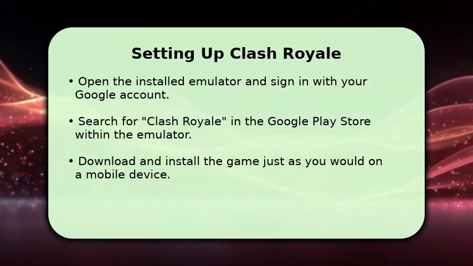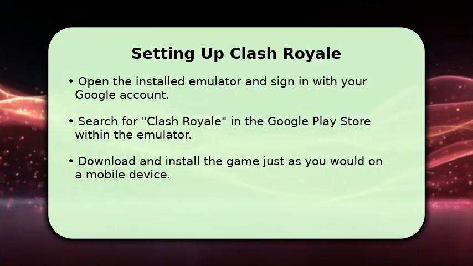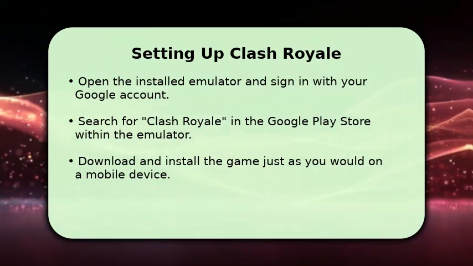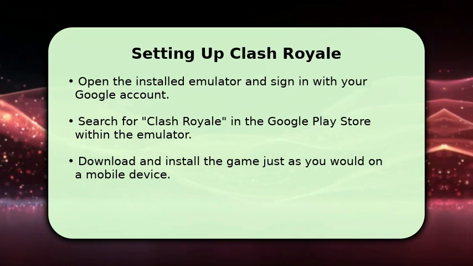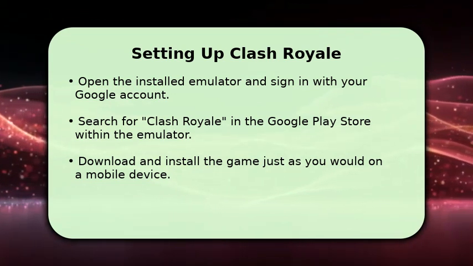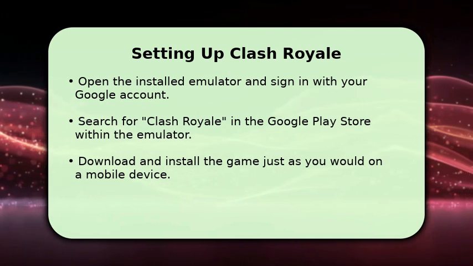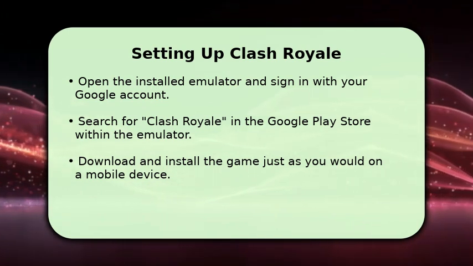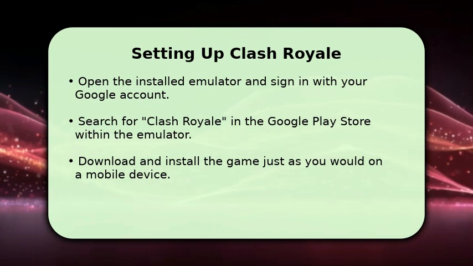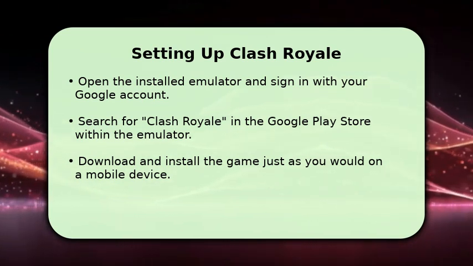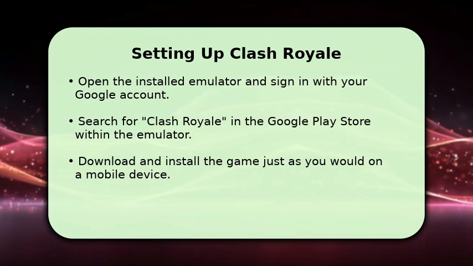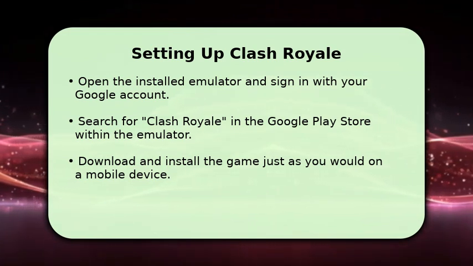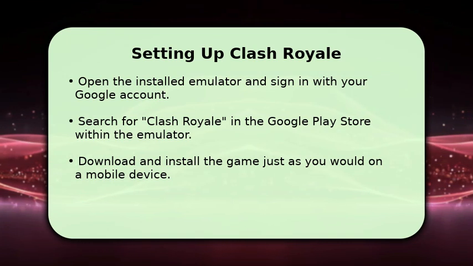With your emulator installed, the next step is to get Clash Royale running. Launch the emulator and you'll typically be prompted to sign in with your Google account, which is essential for accessing the Play Store. Once signed in, navigate to the Google Play Store within the emulator, search for Clash Royale, and then simply download and install it. This process mirrors how you would install any app on an Android phone.